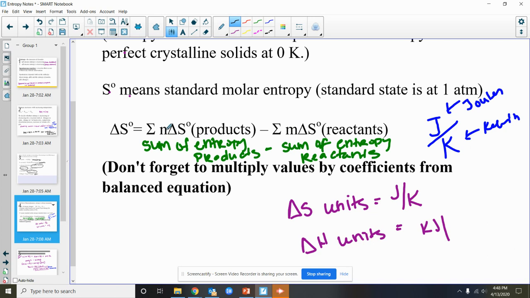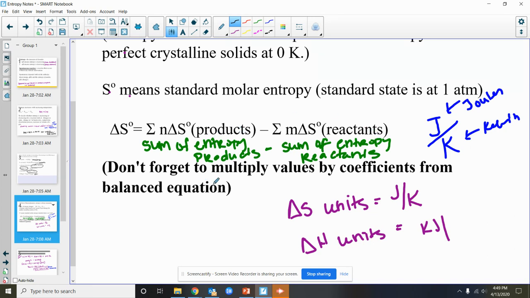So you're going to look at your entropy values based off of a chart, products, you're going to add up your products, and then you're going to subtract out whatever the sum of your reactants are. So similar equation, except now instead of your delta H, like we did with enthalpy, you're looking at your delta S, which is entropy, okay? But it's still the same idea with products minus reactants.